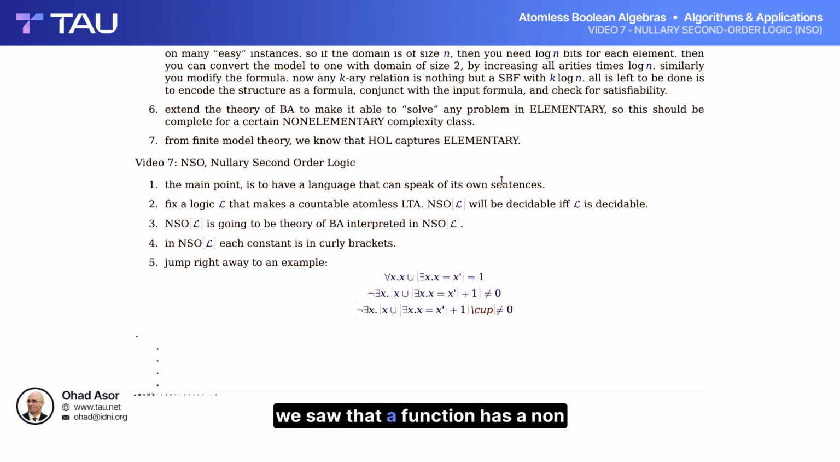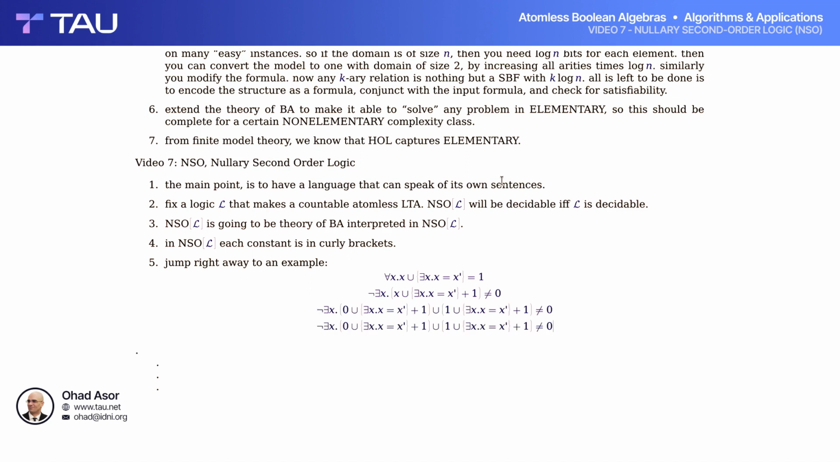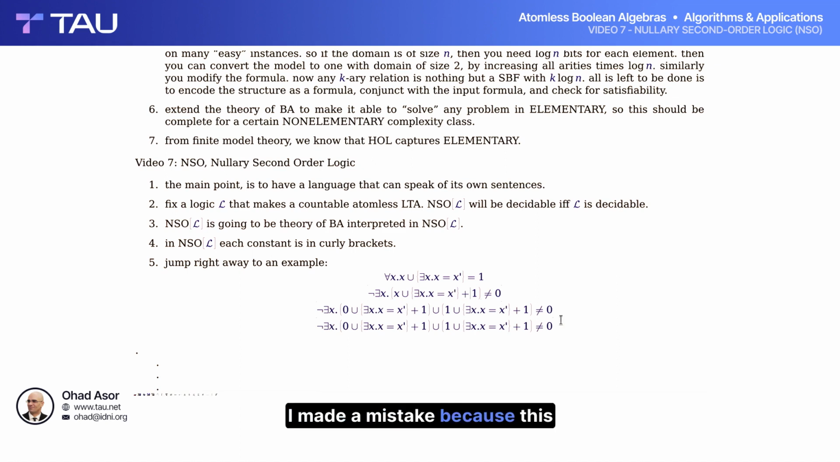We saw that a function is non-zero if and only if the union over its values in 0 and 1 is non-zero. So here I put 0, here I put 1. Now let's see what we are going to get. Here 1 union something, whatever it is. Oh, sorry. Okay, I made a mistake because this plus 1 should be on the outside. So I need to do this whole thing again.